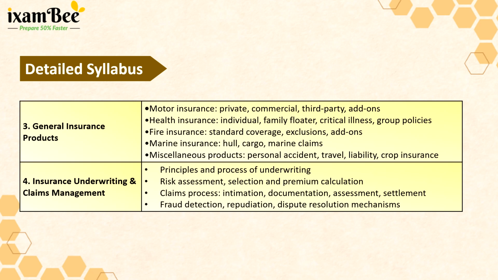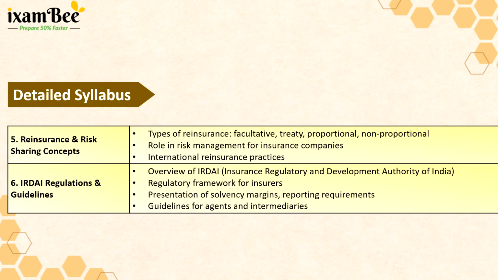Fourth unit is insurance underwriting and claims management. This section focuses on the underwriting principles, risk assessment, premium calculations, and the claims process, including documentation, settlement, fraud detection, and dispute resolution. In the fifth unit, we will study the reinsurance and risk sharing concepts, where we learn about the different types of reinsurance, like facultative, proportional and non-proportional methods, and the role of reinsurance in risk management. The sixth unit is IRDA regulations and guidelines, where we'll understand the regulatory framework set by IRDA, the solvency margin, requirements, reporting, and guidelines for agents and intermediaries.